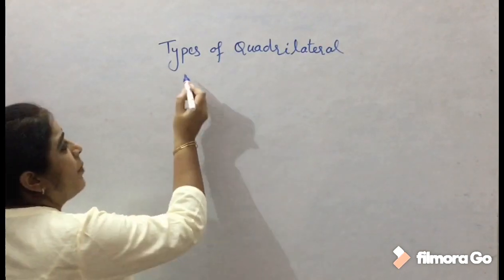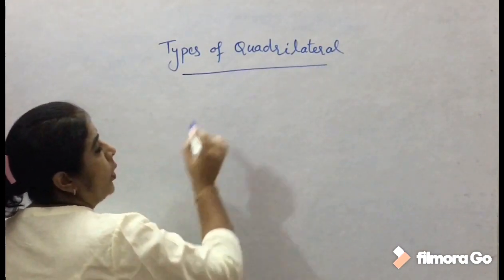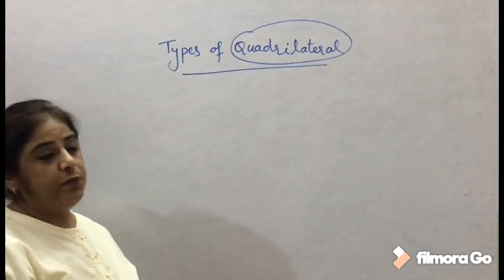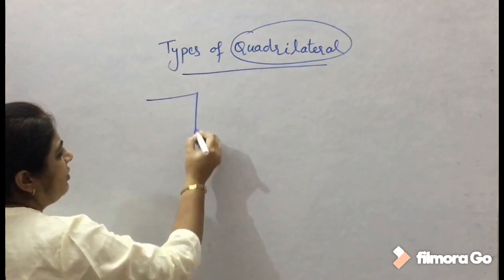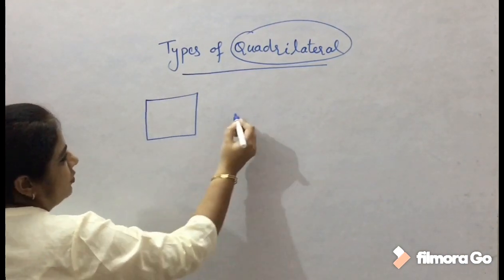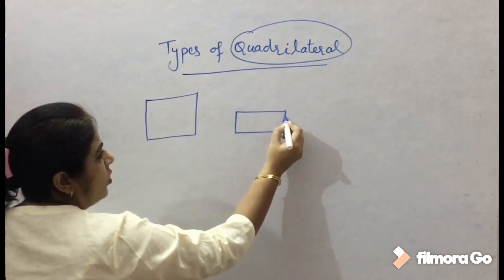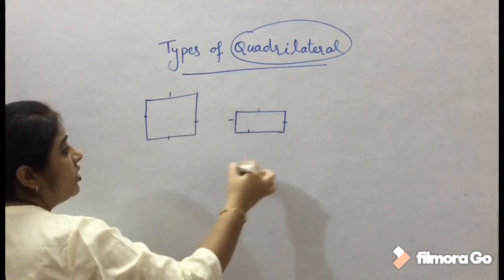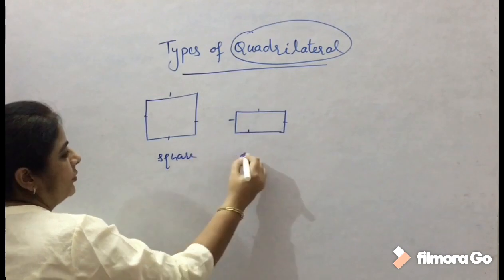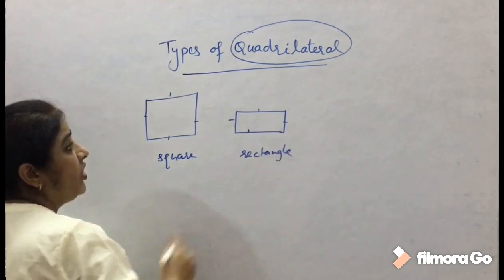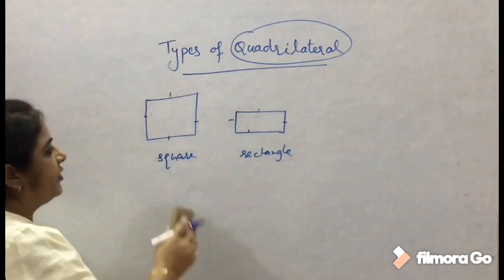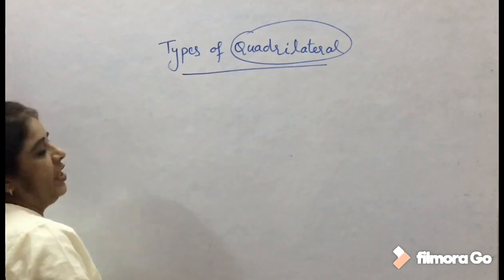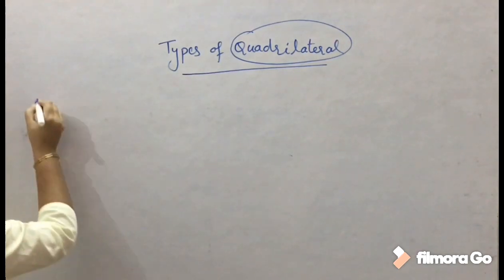Friends, we are going to discuss the types of quadrilateral. What is a quadrilateral? A quadrilateral is a four-sided polygon. You have seen many shapes: square, rectangle. All these are four-sided polygons. So all these, square, rectangle, are called quadrilaterals. Now students, we will go through the types of quadrilateral one by one. First is the trapezium.